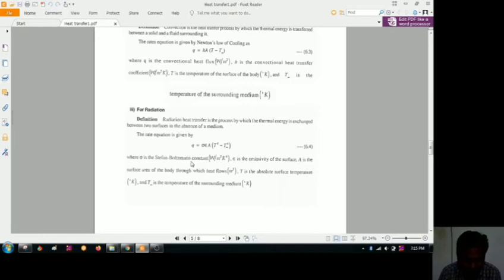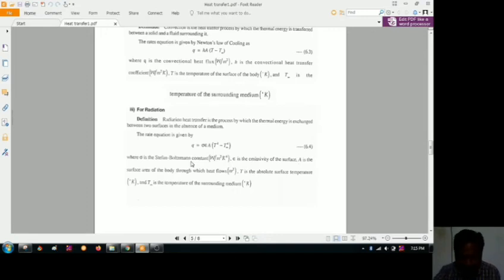Here sigma is the Stefan-Boltzmann constant, in watts per meter square Kelvin to the power 4, and epsilon is the emissivity of the surface. A is the surface area of the body through which the heat flows, in meter square, and T is the absolute surface temperature in Kelvin, and T infinity is the temperature of the surrounding medium.